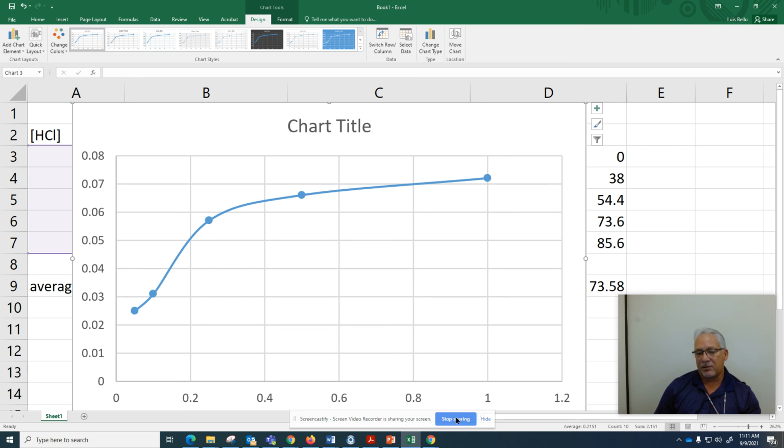That is one of the graphs, because they also ask you for another one, and you will be using Excel for making the graph.